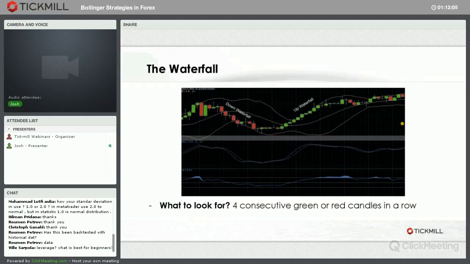I see a question from Vile Sarpola. Leverage, what is the best leverage for beginners? Great question, Vile. I personally get a bit scared when I see leverage levels of 400 to 1, 500 to 1 being used by beginners, because everyone wants to take a $500 account and make it 10,000. We would suggest for beginners a leverage somewhere between 5 to 1 and 10 to 1, just until you get the hang of things. I started with 5 to 1 and 10 to 1, and then I moved eventually to 40 to 1, but that was kind of the maximum I ever went. Personally, I've never used 100 to 1 or 200 to 1 leverage levels.